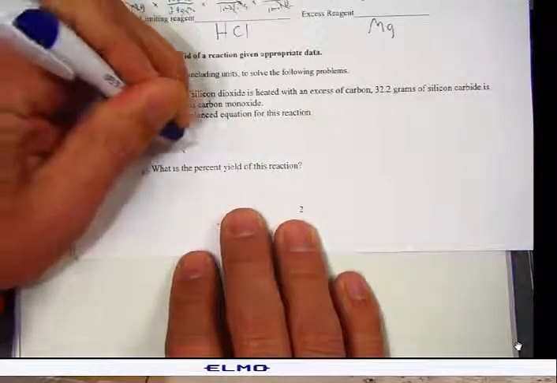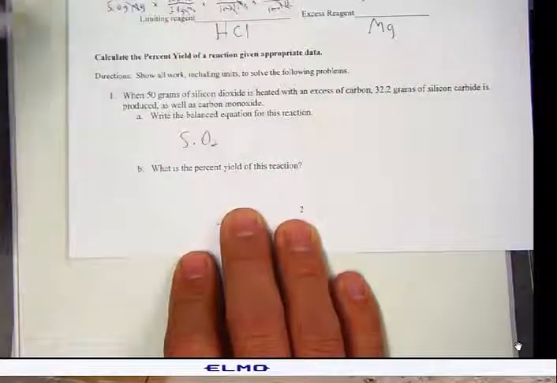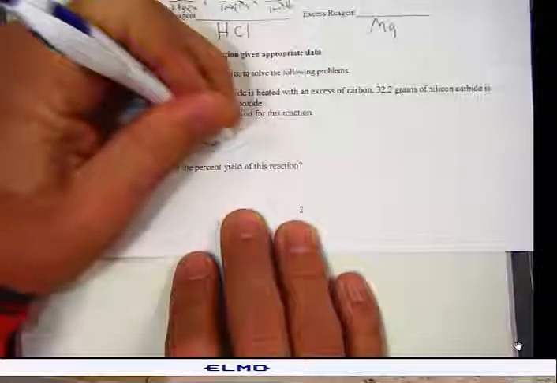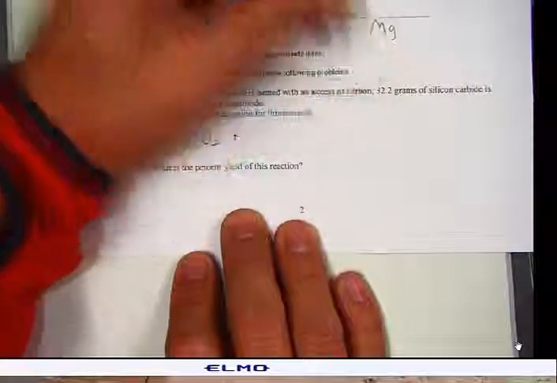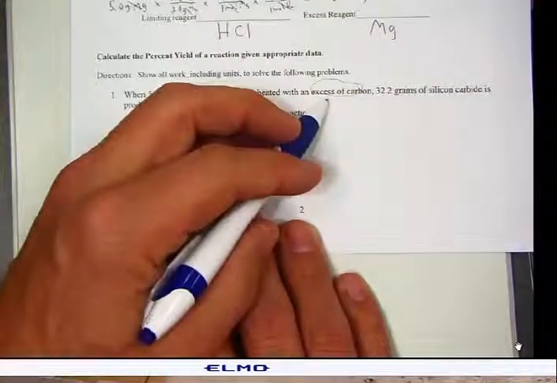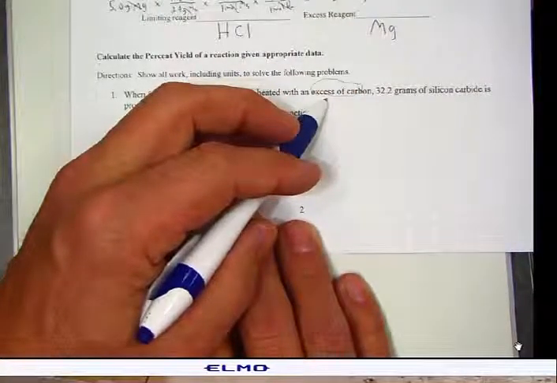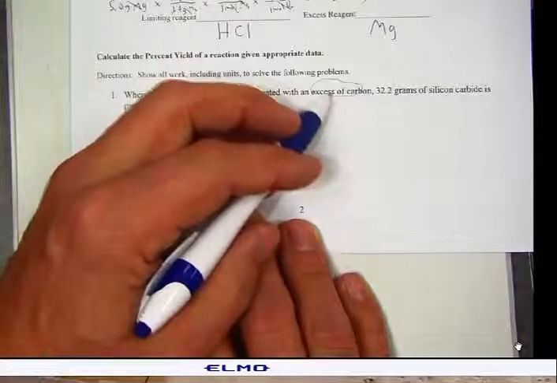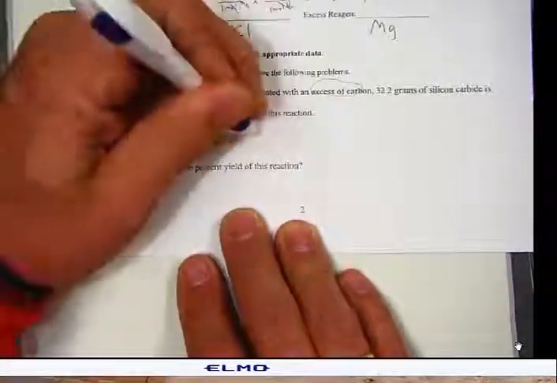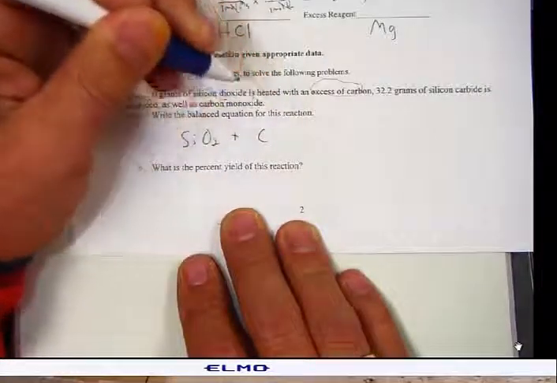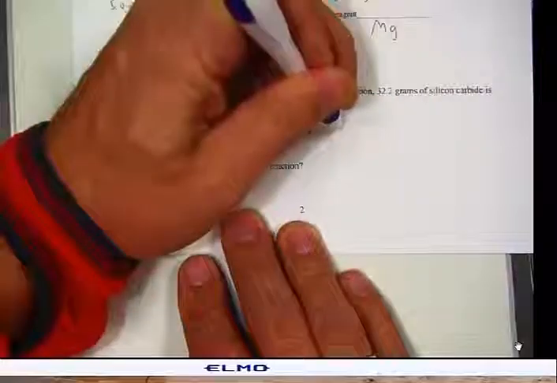Silicon dioxide, SiO2, they're telling me that it's dioxide, is heated with an excess of carbon. When they tell us we have extra, they're not asking us any details. They're telling us we have plenty. So that isn't going to be our want or our given. Heated with carbon, it's going to make silicon carbide.